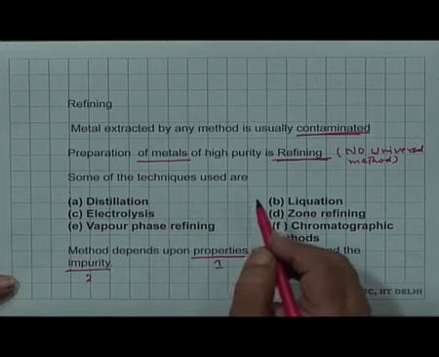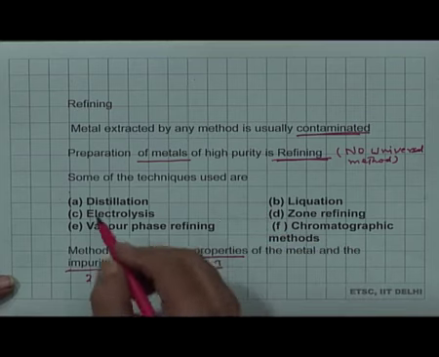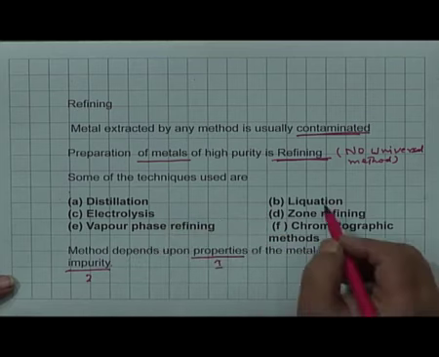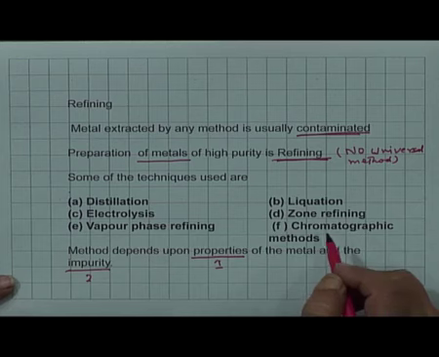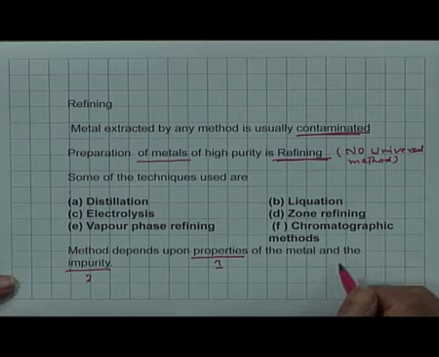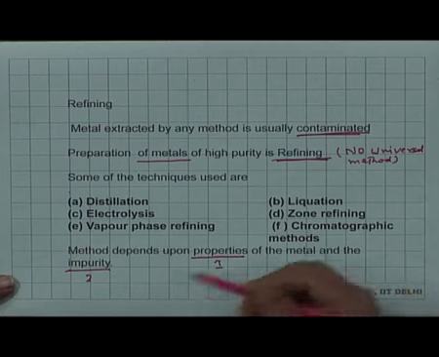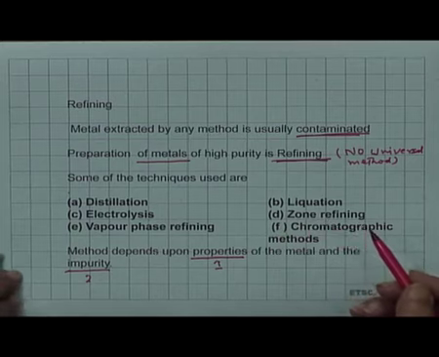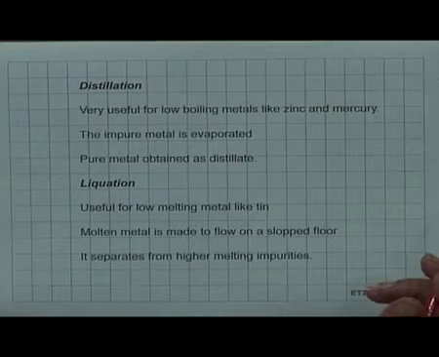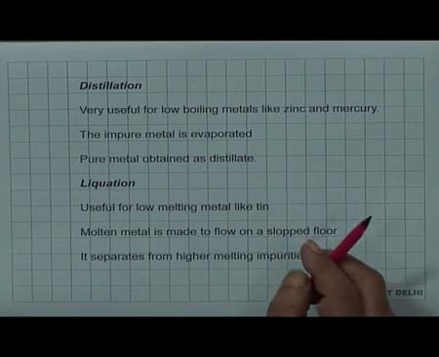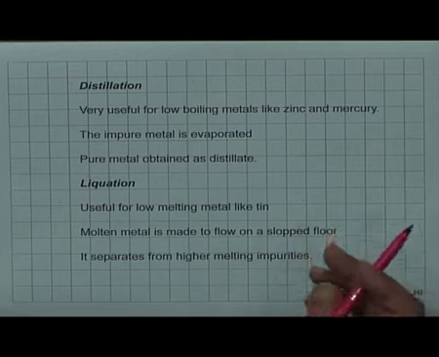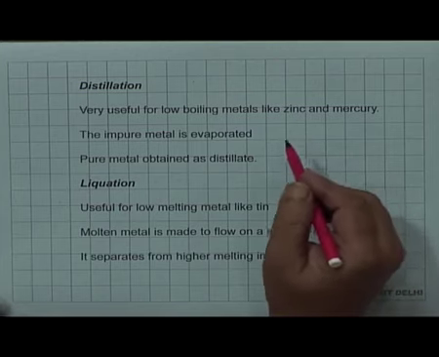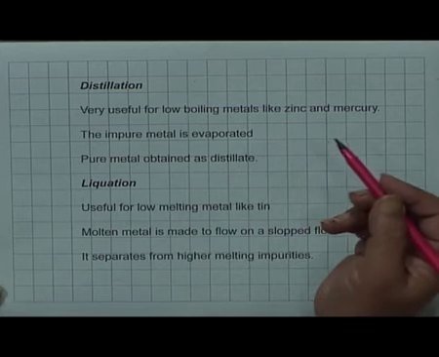Some generally used techniques for refining are distillation, liquefaction, electrolysis, zone refining, vapor phase refining, chromatographic methods. So, depending upon the nature of the metal, we can use the method for refining. So, the first is distillation. Now, this distillation, obviously you know that you must have used distilled water. Then how we get the distilled water? We boil the water and collect the vapors.